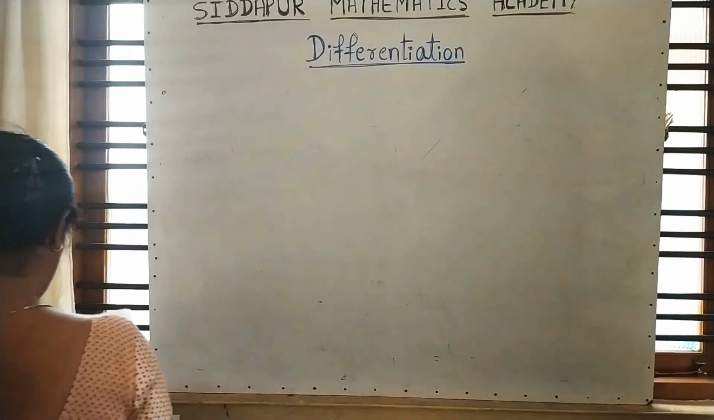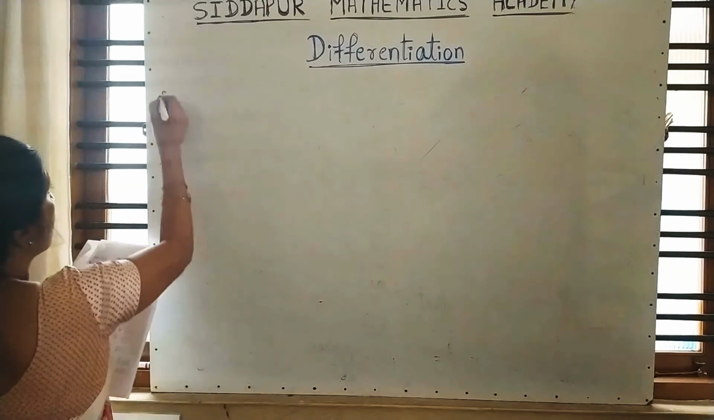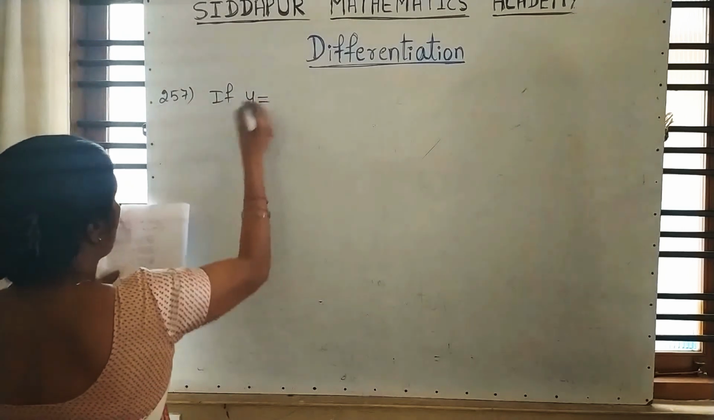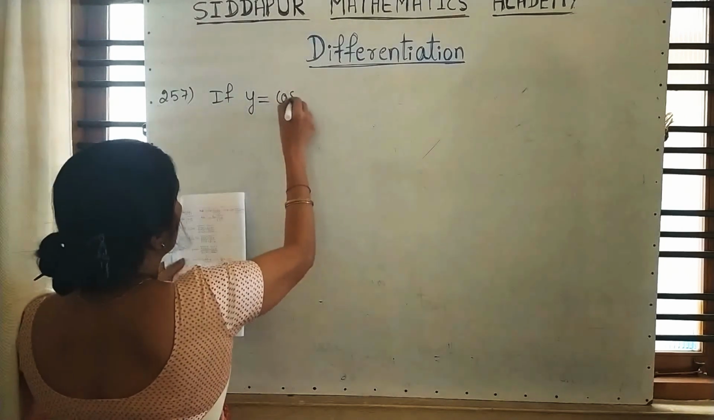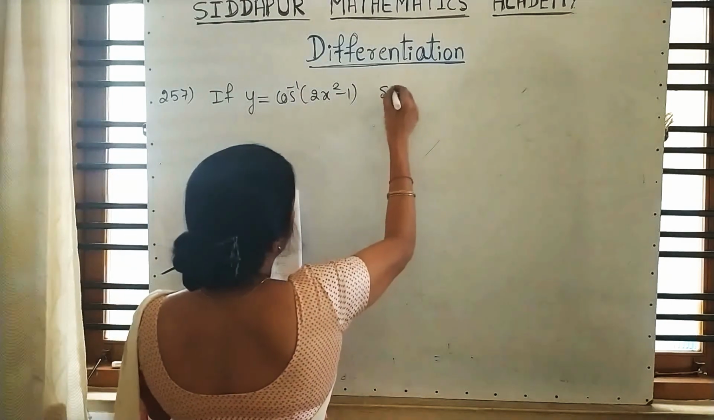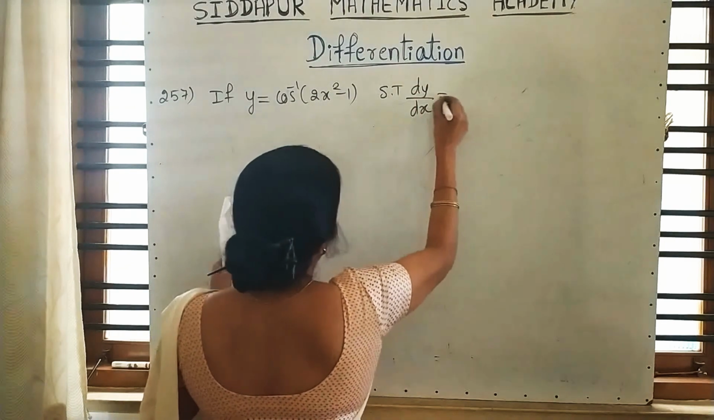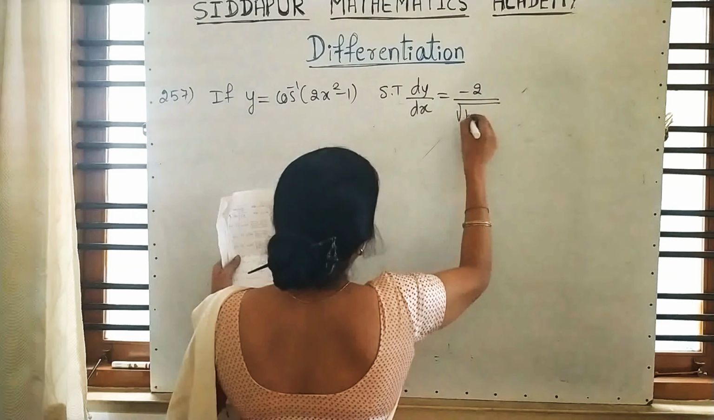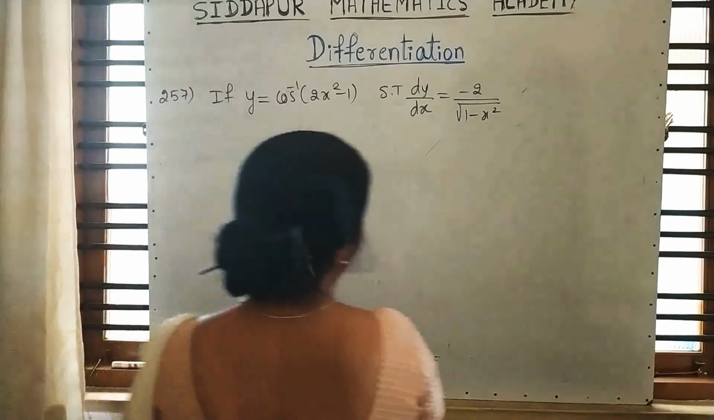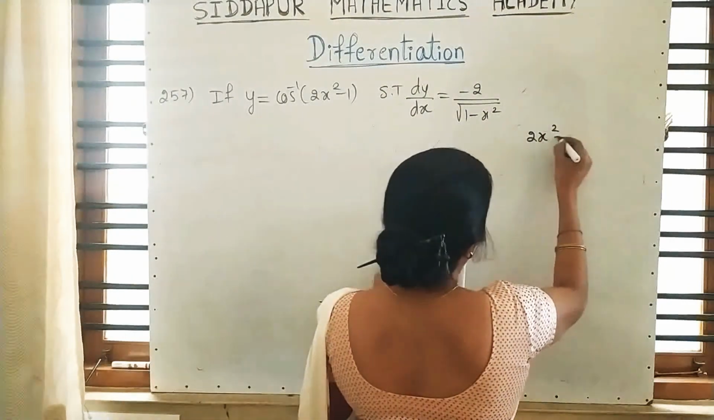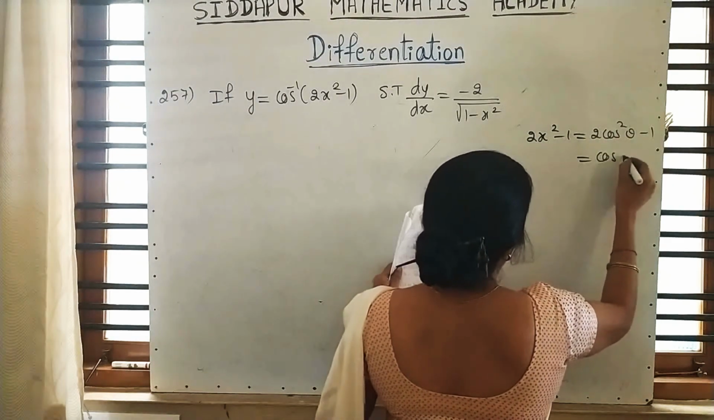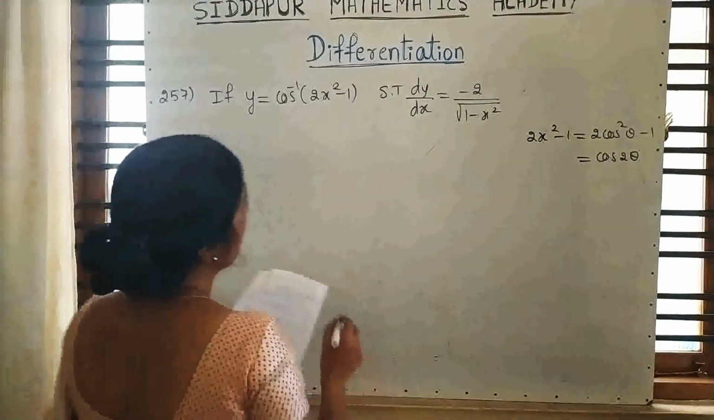Moving to the next question, question number 257. If y is equal to cos inverse 2x square minus 1, show that dy upon dx is minus 2 upon root of 1 minus x square. Here, by seeing 2x square minus 1, in our mind we are getting 2 cos square theta minus 1. That is nothing but cos 2 theta. Then tell me what will be the substitution.